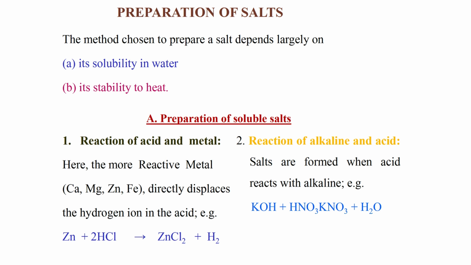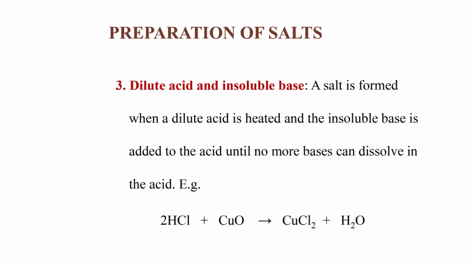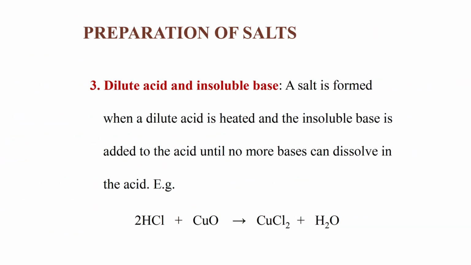Another method is the reaction of alkali and acid. Salts are formed when acid reacts with alkali. For example, KOH plus HNO3 yields KNO3 plus H2O. Another method for preparing soluble salts is using a dilute acid and an insoluble base. A salt is formed when a dilute acid is heated and the insoluble base is added to the acid until no more base can dissolve in the acid. For example, 2HCl plus CuO yields CuCl2 plus H2O.